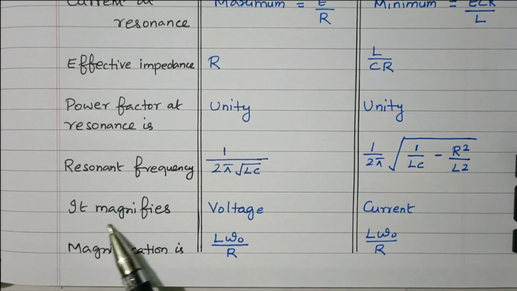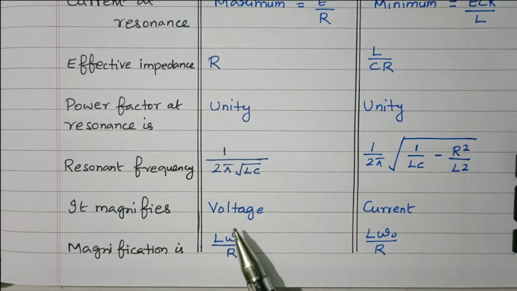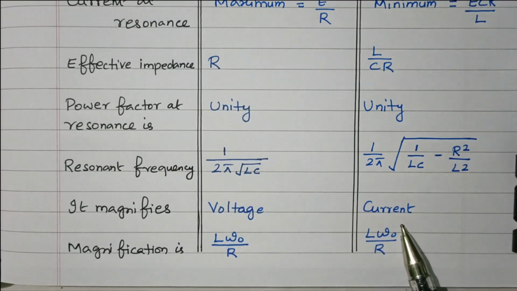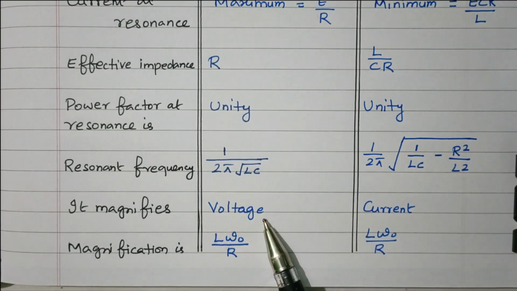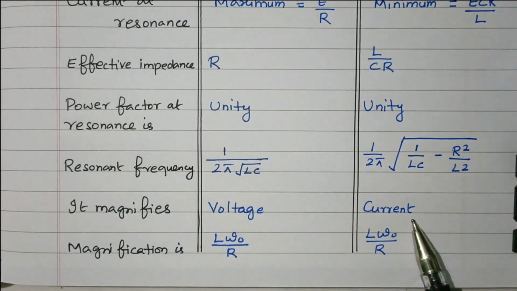Then it magnifies. The series circuit magnifies the voltage. The parallel circuit magnifies the current. That's the main difference. That magnifies voltage in series circuit. Current is magnified in the parallel circuit.